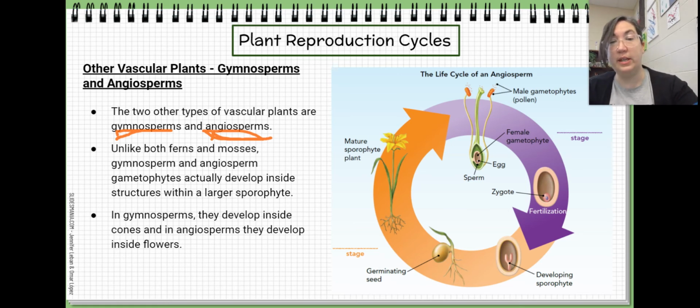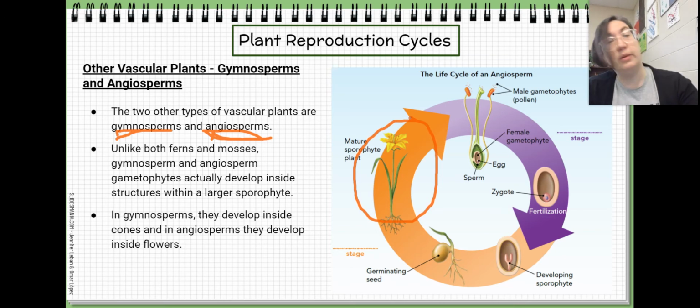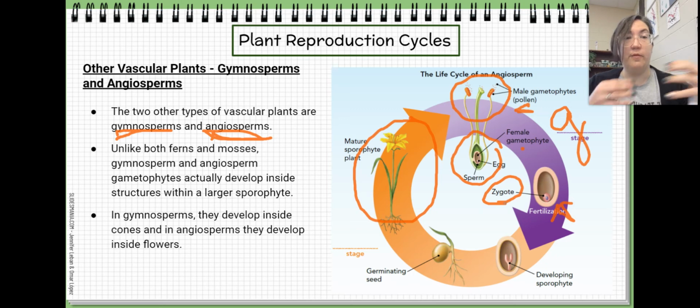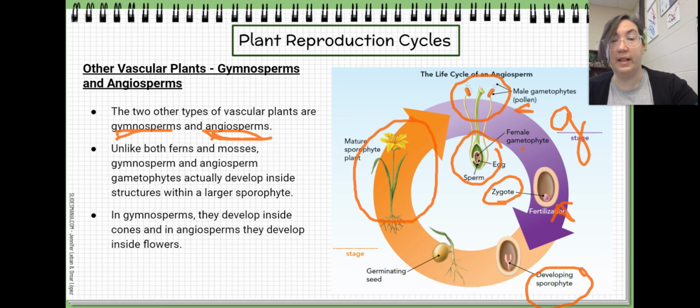So if we look at our picture here, we have a mature sporophyte plant, right? That looks kind of like a daffodil or another pretty flowering plant. And I have the female gametophyte and the male gametophyte. And that's pollen, right? These should look like familiar structures. So this is my gametophyte stage. There's fertilization that occurs. I get my zygote. That's my new fertilized cell that's going to develop into its own organism. And then that's where my sporophyte develops into a seed, germinates, and then I grow my new plant.